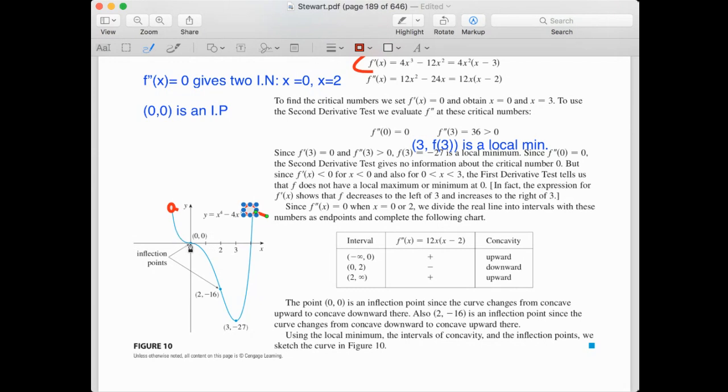Then go to 0, 0. That's the inflection point. So concave down. Inflection point change to concave up. Inflection point change concave up to concave down.